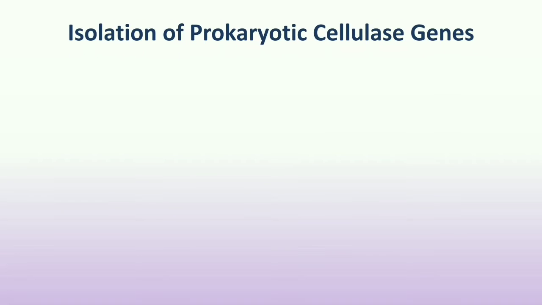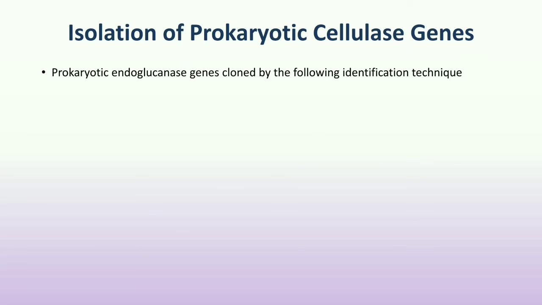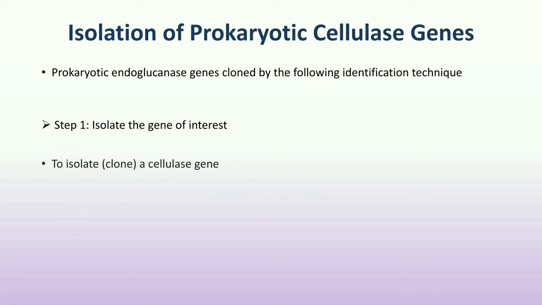Let us move on to the genetic engineering strategies adapted for isolation of the prokaryotic cellulase genes. The prokaryotic endoglucanase genes need to be cloned by the following identification techniques. Step 1 is to isolate the gene of interest. In our case, we need to isolate or clone a cellulase gene.